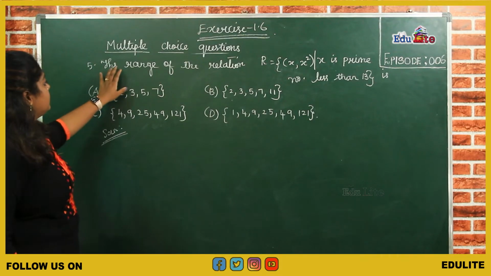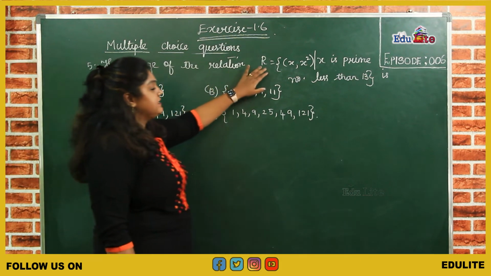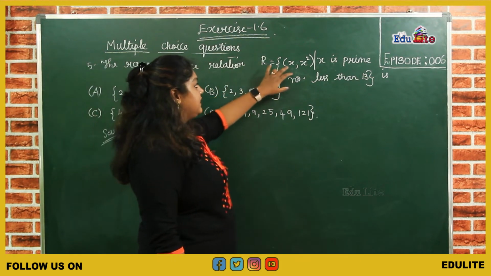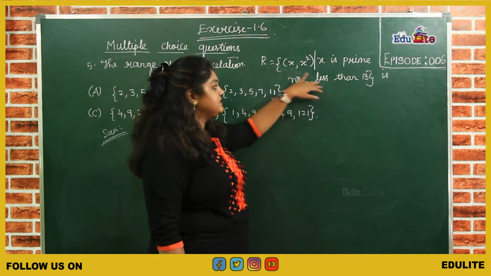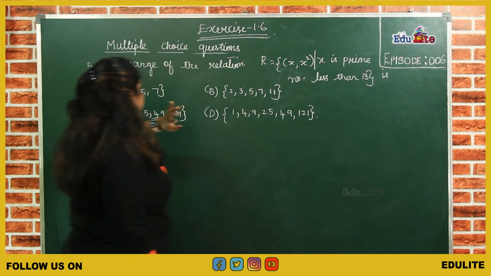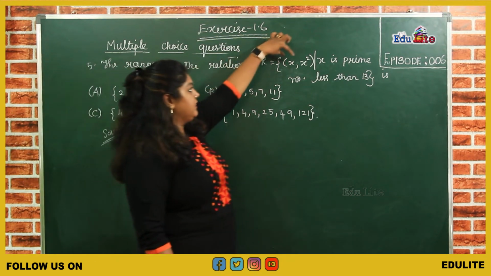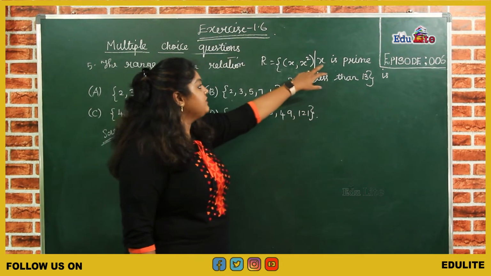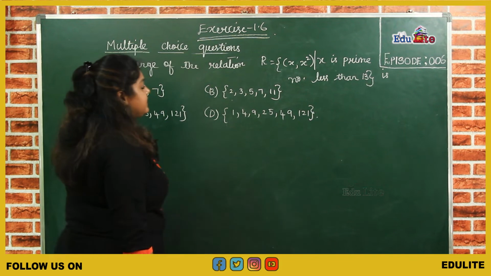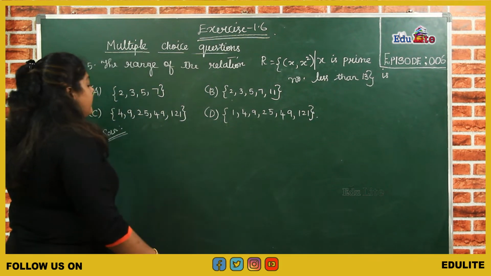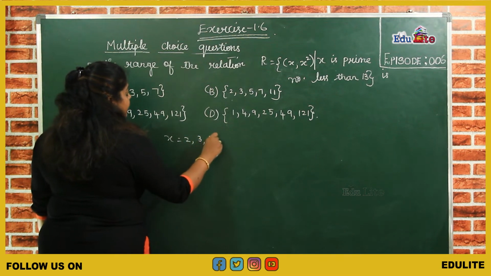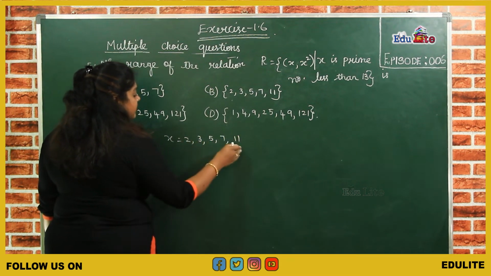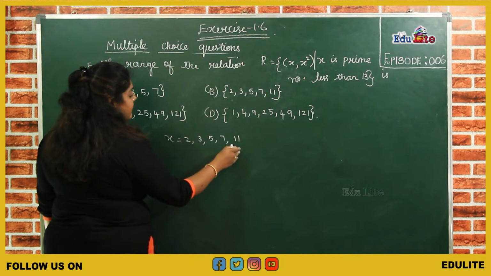Next question is, the range of the relation R, where R is represented as x, x square, wherein this x is a prime number less than 13. We need to find the range of the relation for this x value. In this, we have to consider x value as a set of prime numbers which is less than 13. So, x should be considered as 2, 3, 5, 7, 11. These are all the prime numbers which are less than 13.